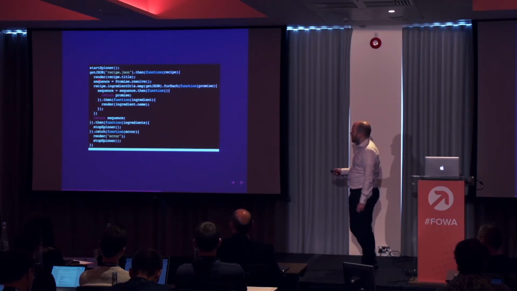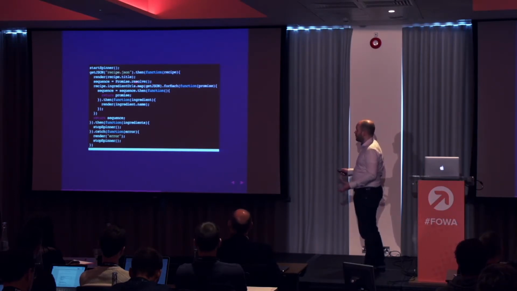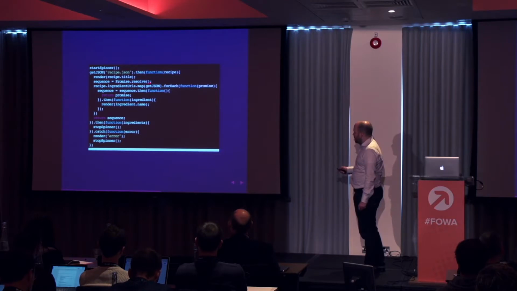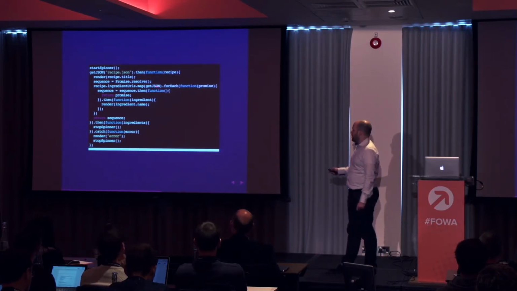them in order. What I'm doing here, I'm starting a sequence, which I do by calling promise.resolve, which will result in a fulfilled promise. So this is actually a resolved promise. So I can then chain it. We're going to map each ingredient URL onto getJSON to get the different URLs for the ingredients.